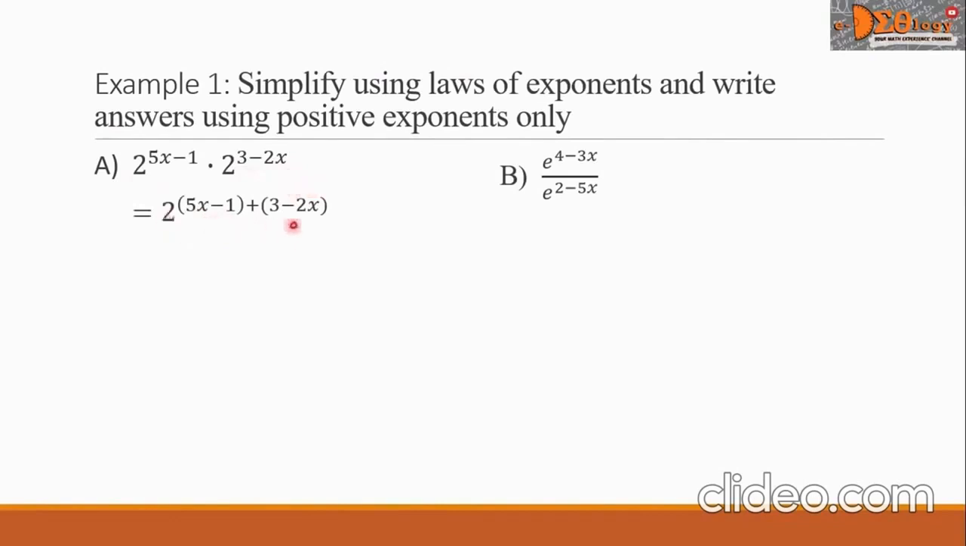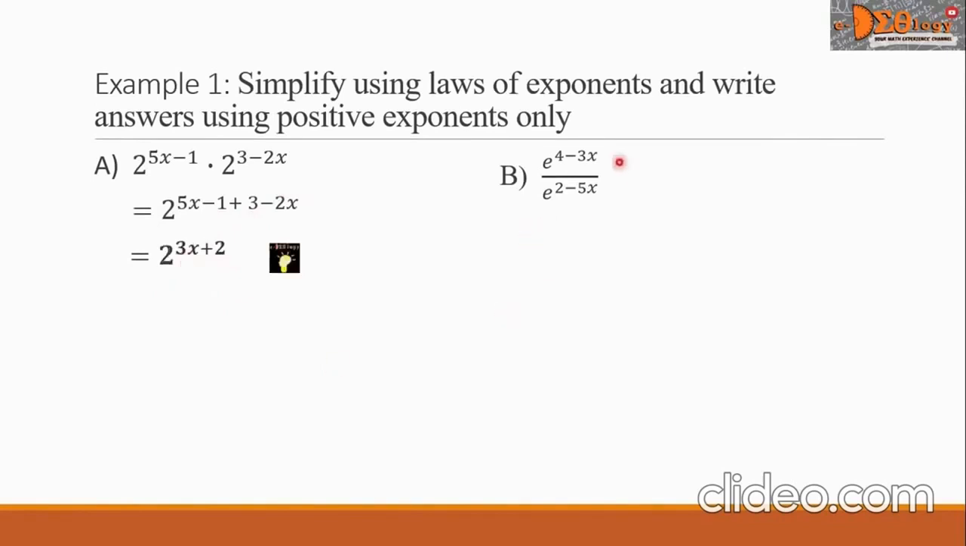So we can directly remove the grouping symbol and add corresponding terms. So the 5x and the negative 2x we will combine together. It will be 3x. The negative 1 plus 3 is positive 2. So our final answer is 2 raised to 3x plus 2.